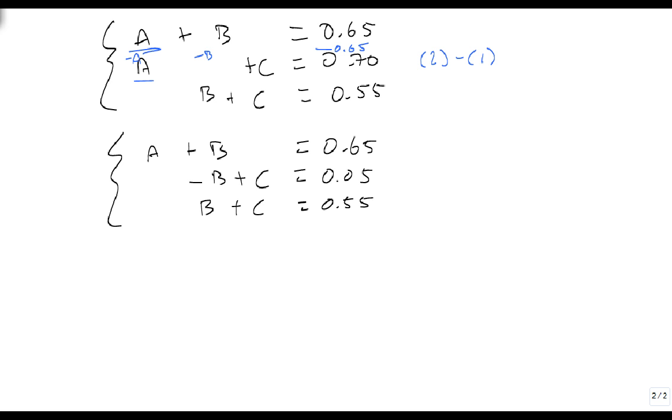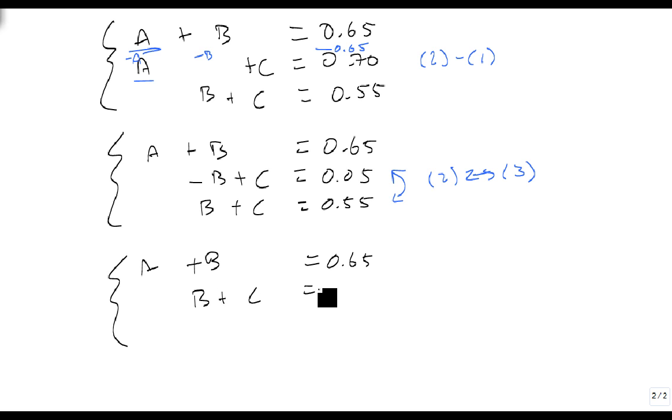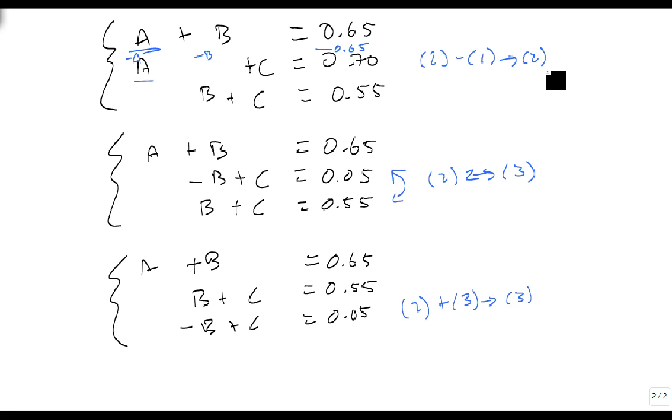Well, let's swap these 2 rows. Let's make 2 and 3 trade places. I'm going to do that because I want to keep the positive 1. So A plus B stays the same. I could have changed the signs as well, the first one, but I'd rather swap them. And minus B plus C equals 0.05. We come back in and we say, now let's just take 2 and add it to 3, and that'll be stored in 3.